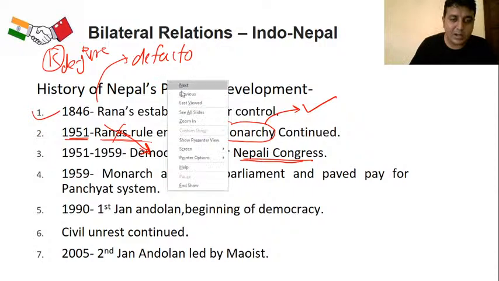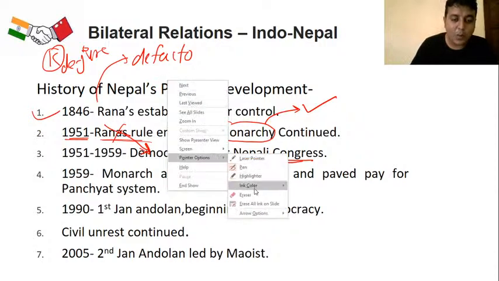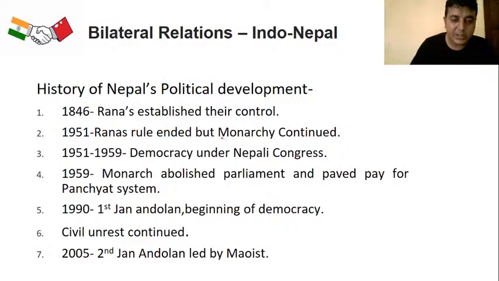But the monarchy, after a long time, gets the opportunity to hold control, and this leads to conflict with the Nepali Congress. Because the Nepali Congress was basically a democratic party and the monarchy was basically autocratic, this conflict continued from 1951 to 1959.